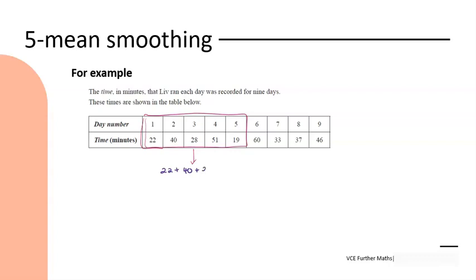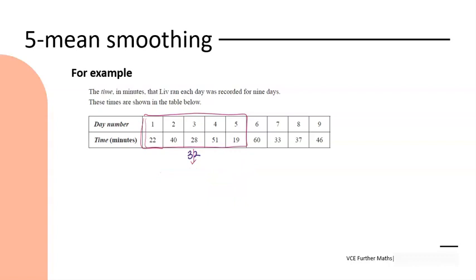And to get our values there, we would be looking at the average of those first 5 data points. So 22, 40, 28, 51, and 19. And so our answer there on day 3, when we average those, so divide it all by 5, we end up rounded off to the nearest whole number. We get 32 as our smoothed value there.